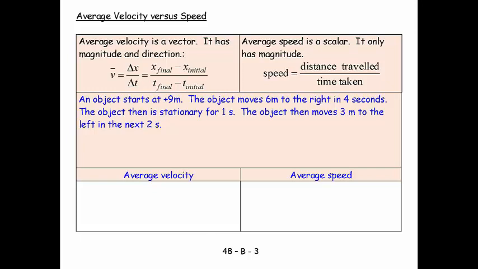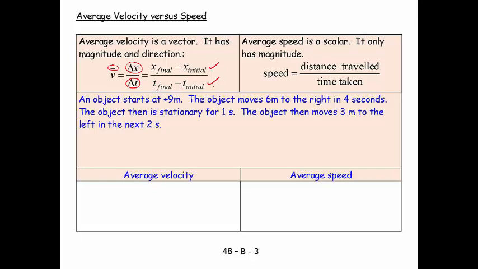Okay, so let's think about average velocity and speed. The average velocity is a vector. It has a magnitude and a direction. And we say average, we put this little balancing sign above, and we say the average velocity equals my change in position, which is my displacement, divided by my duration, which is my change in time. And if I want to write this out more longhand, I'd say my final position minus my initial position divided by my final time minus my initial time.